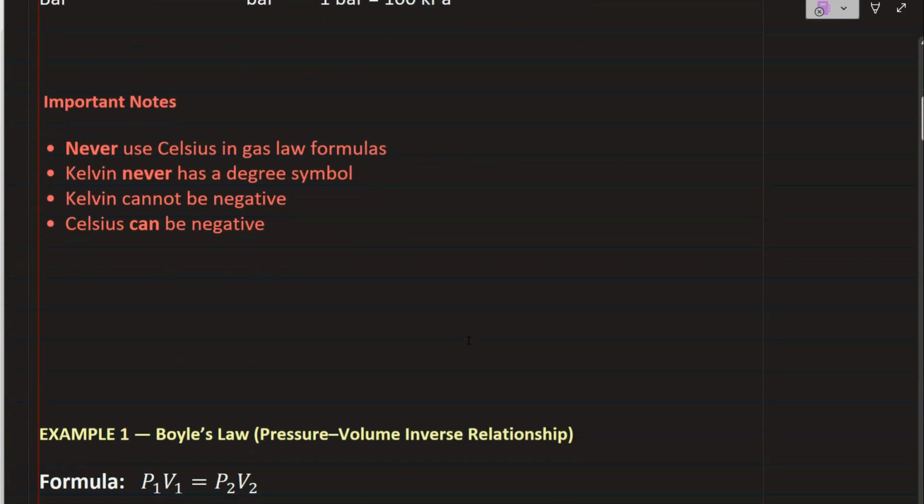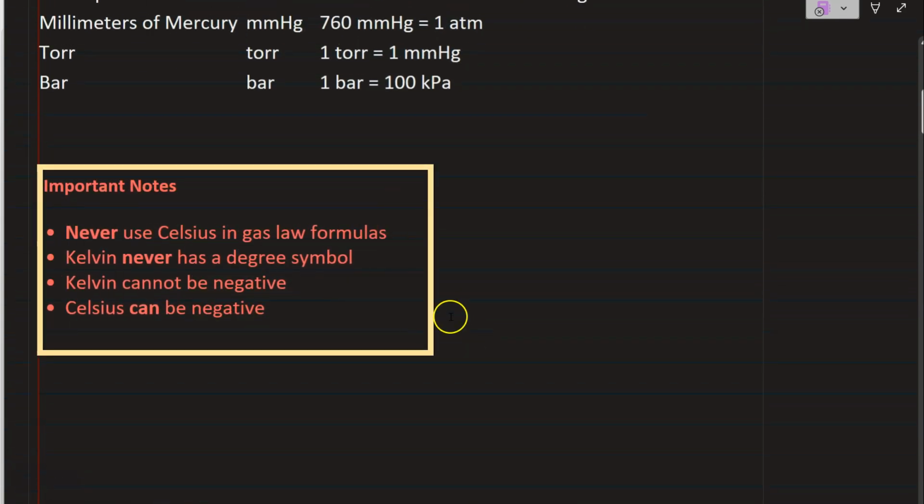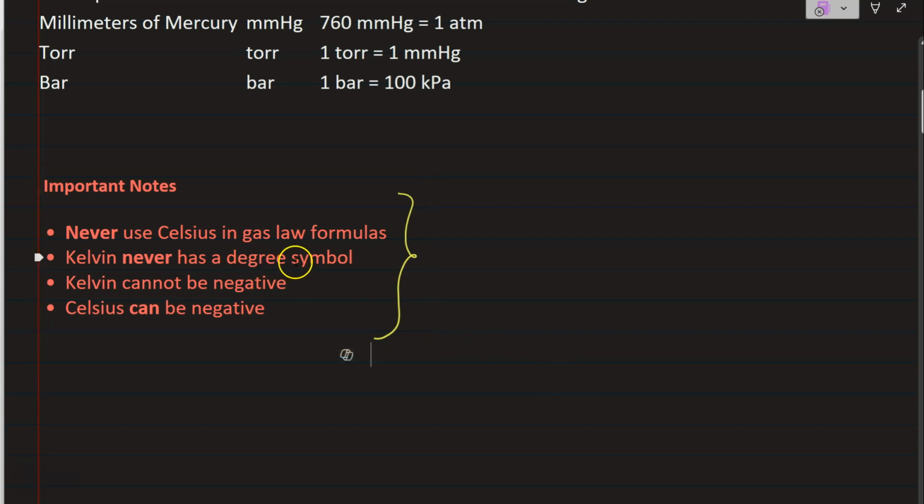Next thing, an important note. This is very important. You may want to write this down or copy it or screenshot it, whatever you have to do. Never use Celsius in gas law formulas, ever. That's the trick. That's the common mistake a lot of students make. You always have to use Kelvin. Kelvin never has a degree symbol.